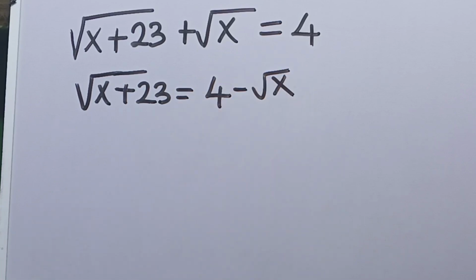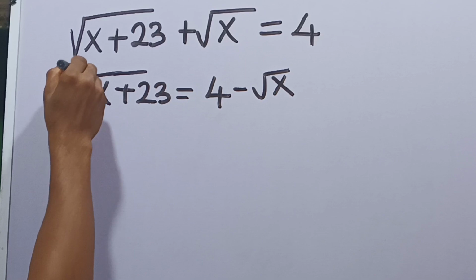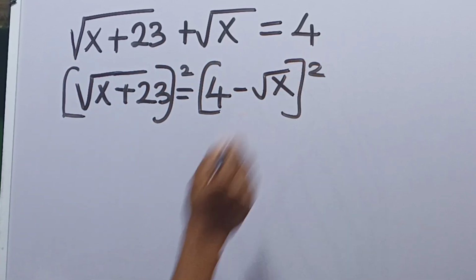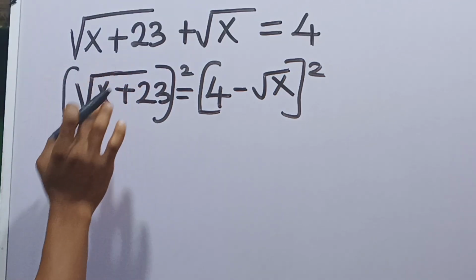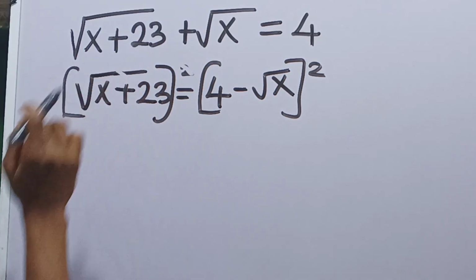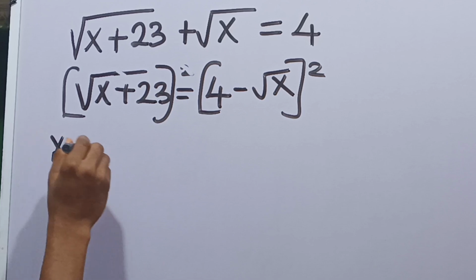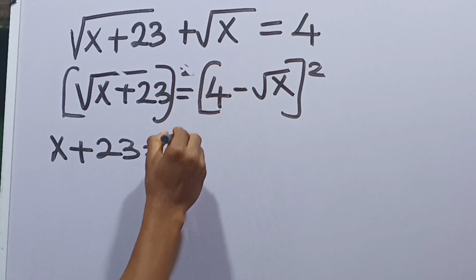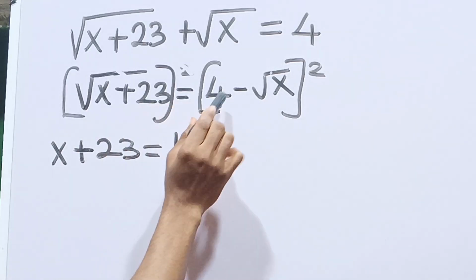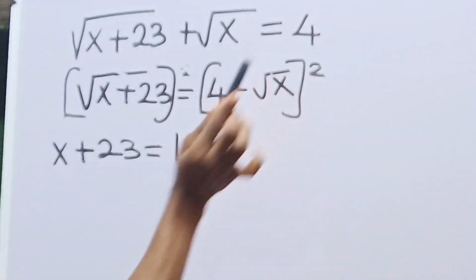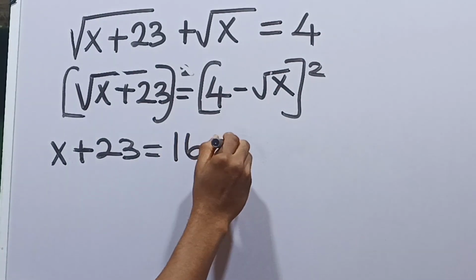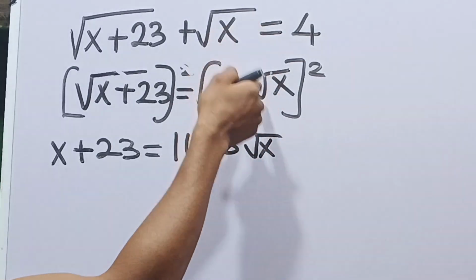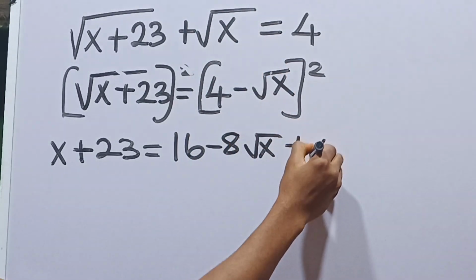Okay, now squaring both sides of this equation, we have this side raised to the power of 2 and this side raised to the power of 2. Now moving on from here, when we square this side of this equation, this square and this square root strike out, so that we're left with x plus 23 to be equal to, for this side, 4 squared is 16. Okay, it's 4 times minus root x is minus 4 root x, times 2 is minus 8 root x. Okay, so we have minus 8 root x. Lastly, we have minus root x squared will give us plus x.